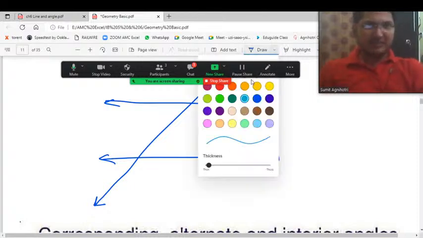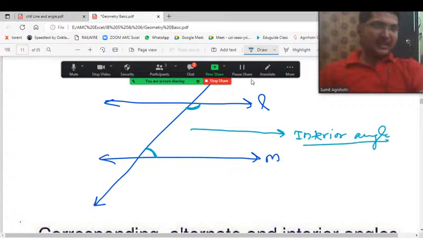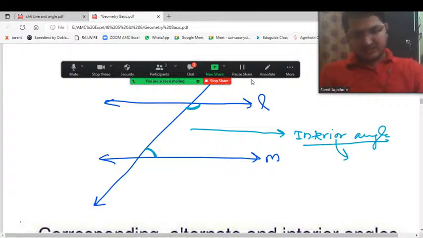The first angle that we may have is these two angles. They are known as interior angles. What do we call them? Interior angles. And these interior angles are supplementary. Do you know what is the meaning of supplementary?